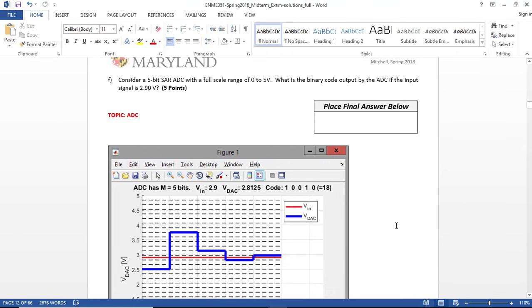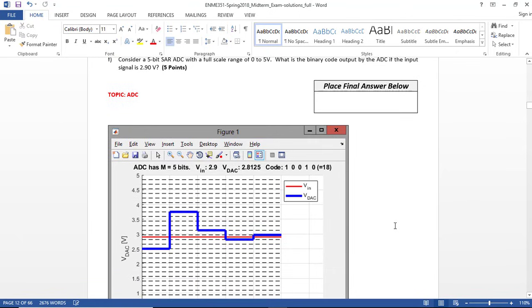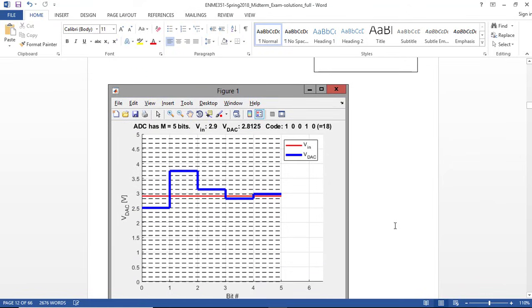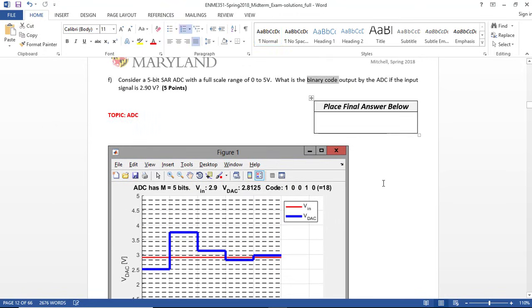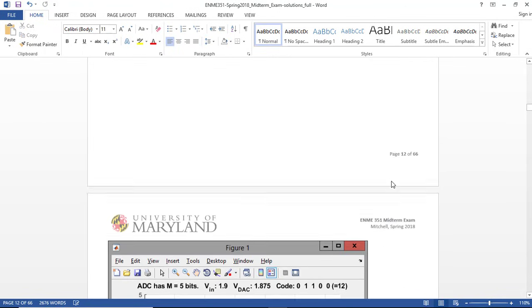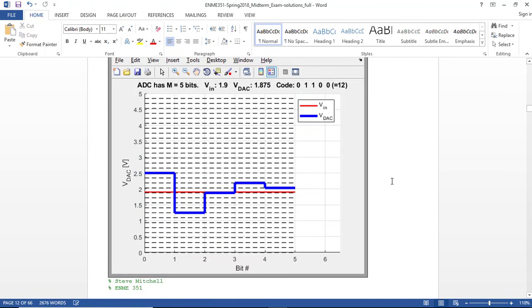So for version 1 of the exam, we had an input of 2.9 volts, and when we went through our search code looking at, was it above or below 2.5 and continuing from there, we ended up with a code of 10010. And the decimal equivalent of that was 18. So if you gave me 18, you got about half credit on this problem, but the question did ask for the binary code. That would give you the full credit. And then the same thing for version 2 of the exam, we had an input of 1.9 volts.